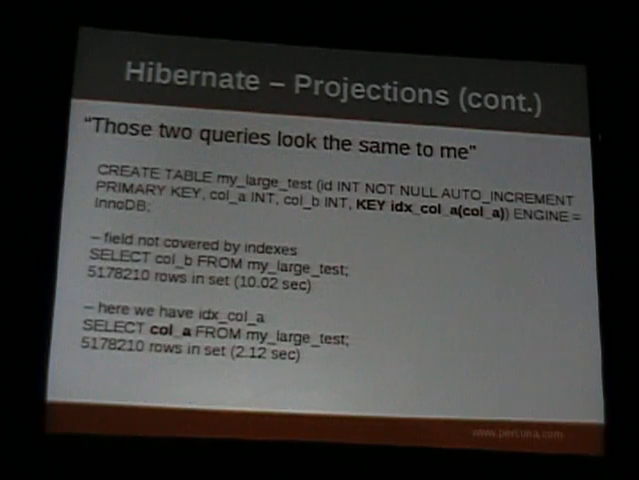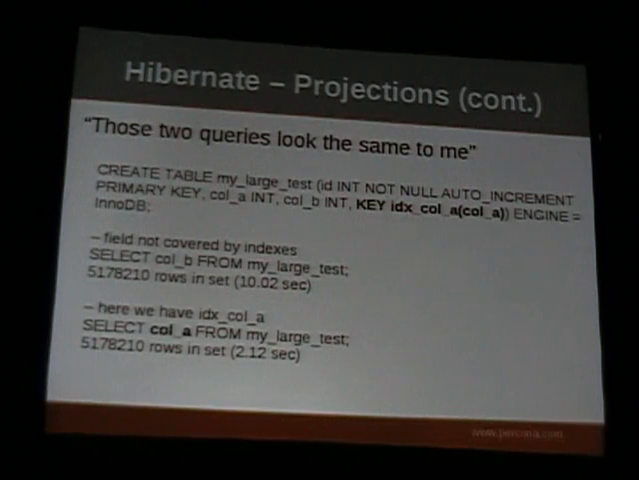In this case, the two queries look pretty much the same, but when we ran a test, we created a 5 million rows table with an auto increment ID and two integer columns, column A and column B, and indexed only column A. Selecting column B from my large test table fetched 5.some million rows in 10 seconds, and the query fetching only the indexed column fetched the same 5 million rows in only 2 seconds. That's a 5 times improvement.